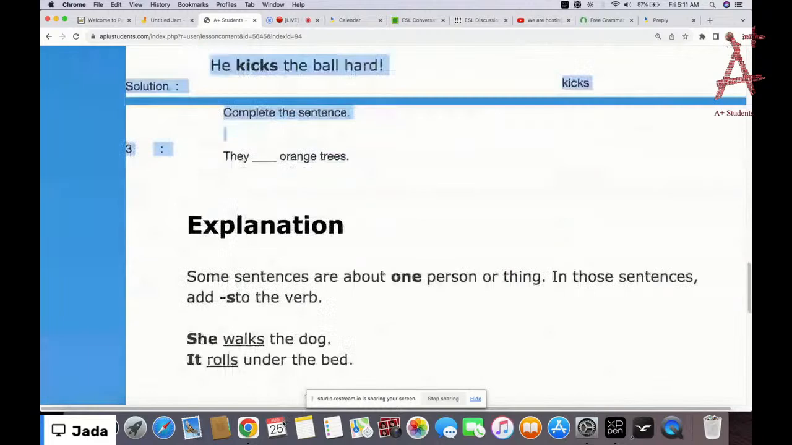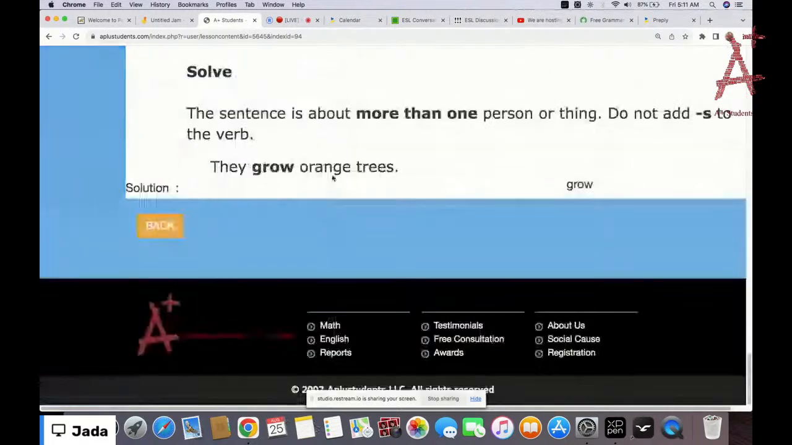Now it says "The dash orange trees," the they. Since it says they, it is more than one. It could be two, it could be three, but they grow orange trees. You cannot say "they grows orange trees." Rather, they grow orange trees, because you do not add an s to the verb when it's referring to plural, not singular.